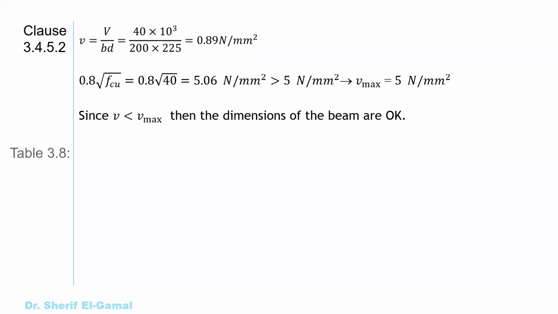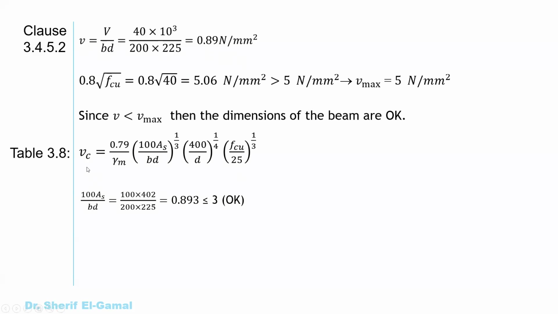The next step is to calculate Vc, the shear stress carried by the concrete. We can get it from this equation. We already explained this equation in our previous video, so you can check it. The link for the video will be given here. Let's get the 100 As over bd. This is 100 As, the area of the tension steel, which is 2T16, 402, divided by b times d. It is 0.893, less than or equal to 3, so it's okay. Again, if it is greater than 3, we take it as 3.